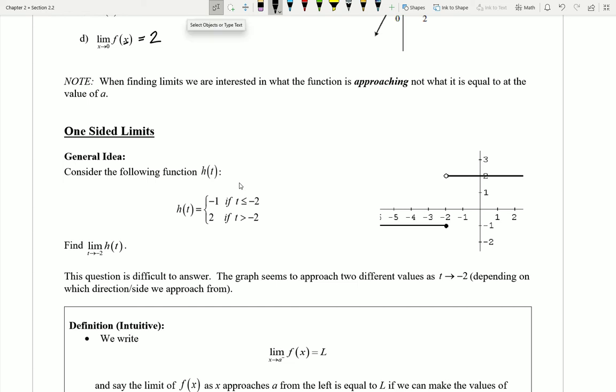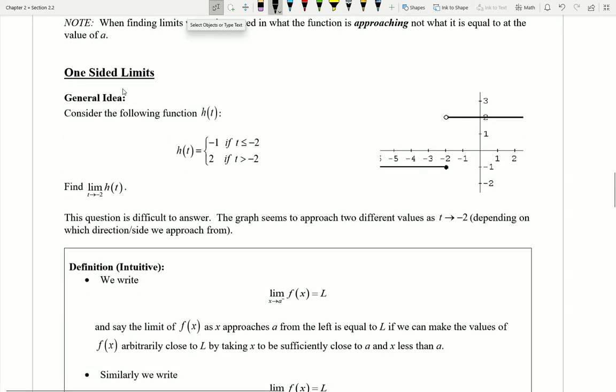Well, now we're going to turn our attention to focusing on a slightly new idea of what we would call a one-sided limit. So here's at least the general idea. Let's suppose that this function, pictured over here at the right, is the function h of t. So I have a t-axis down at the bottom. Now, this function, if I wanted to communicate it, would be a piecewise function.